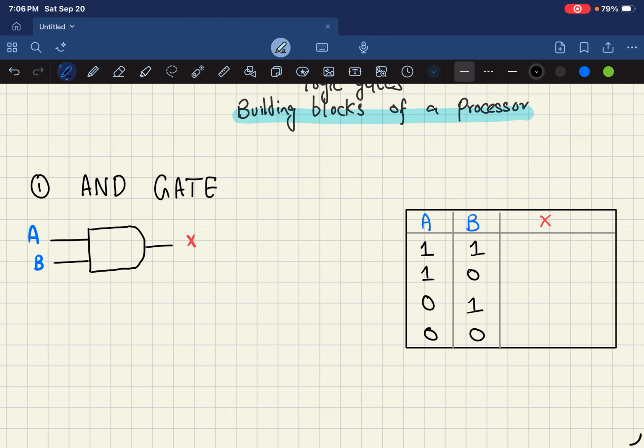Well, the output for the AND gate is fixed based on its logic. The AND gate only gives out a 1 when both of its inputs are 1. Otherwise, it always gives out a 0. Let me record that logic over here. Gives 1 only when both inputs are 1.